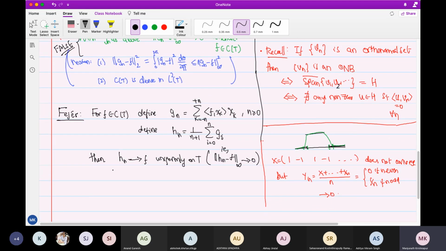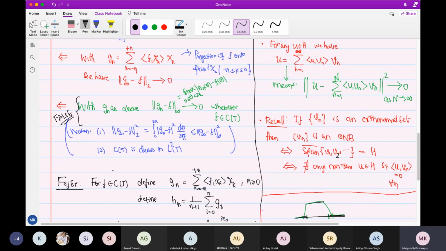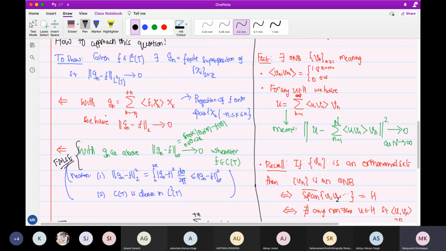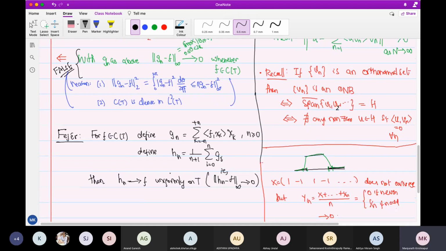As a corollary, I did not have to take this Gn. This Gn was my own harebrained idea, possibly. We said that we had to find finite superpositions of characters which approximate f. Now, the Hn are also finite superpositions of characters.